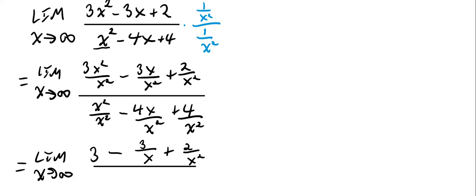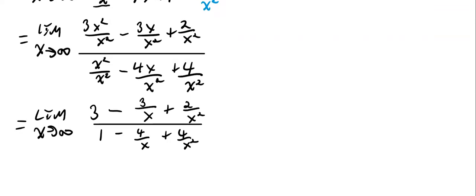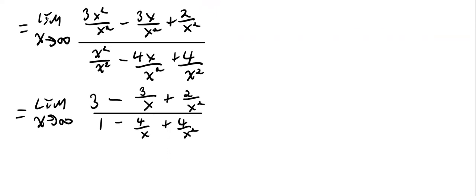Then in the denominator, we do the same thing. And here we have 1 minus 4 over x plus 4 over x squared. So that's the final form that we're looking for here, the simplified form. This is the same function as we had up above originally, just in a slightly different form. It is the same function though.